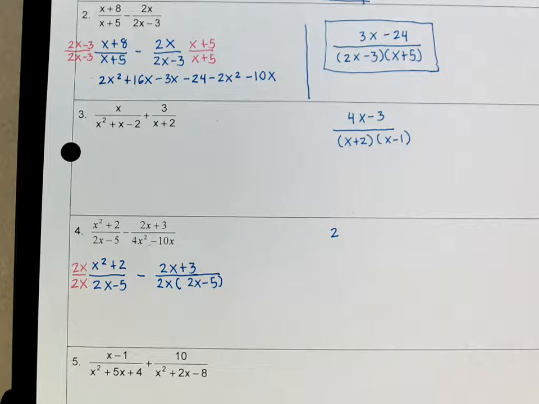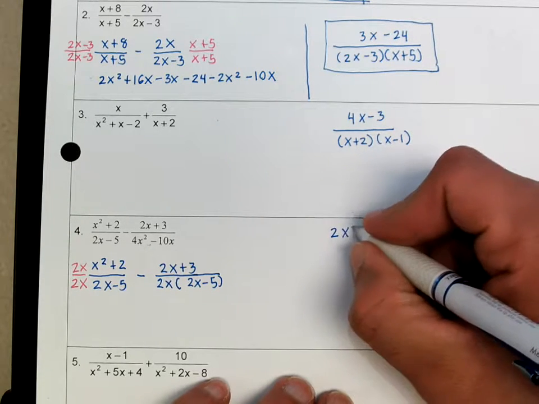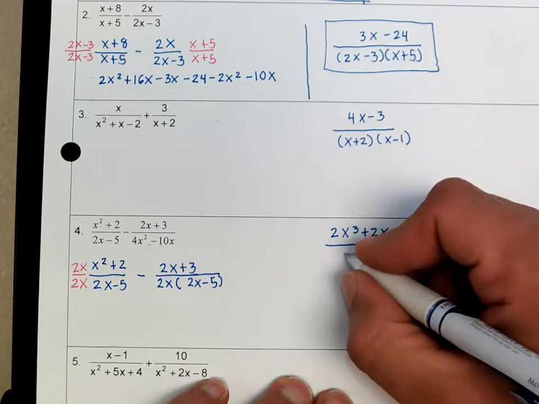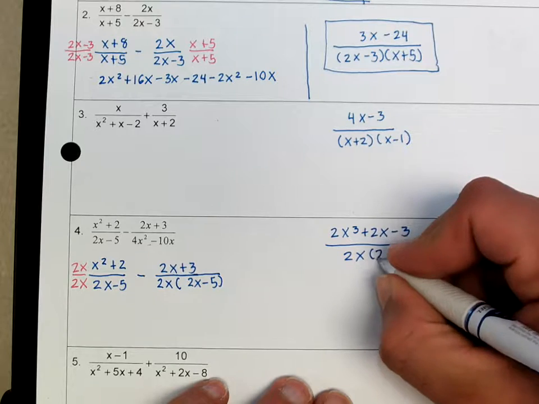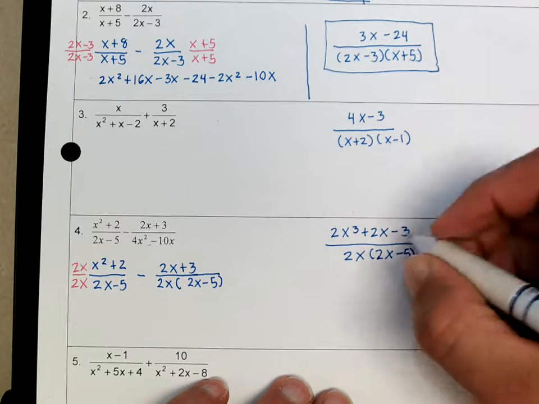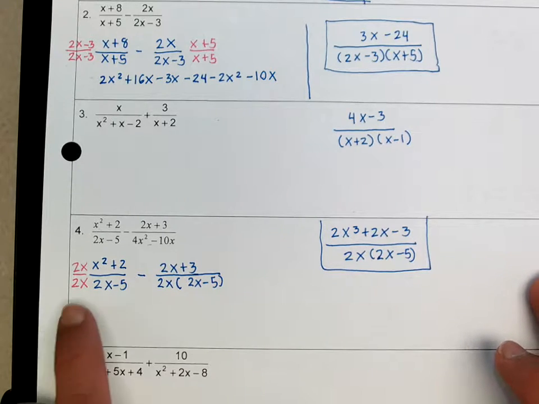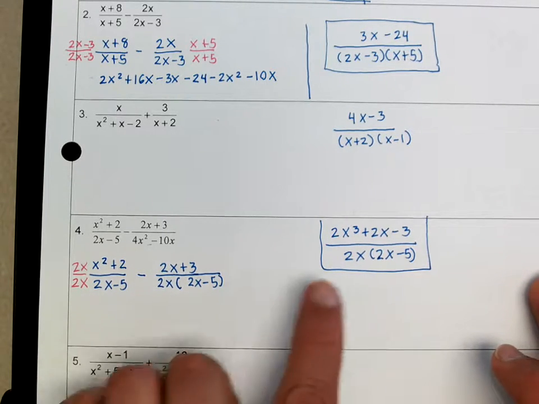And again, if you do that, the answer will be (2x cubed plus 2x minus 3) over (2x minus 5). So that should be the answer. Make sure you can get there. Alright, so you're going to do that from here. Make sure you go from here and you have to end up here.